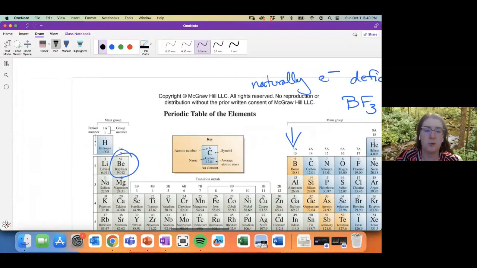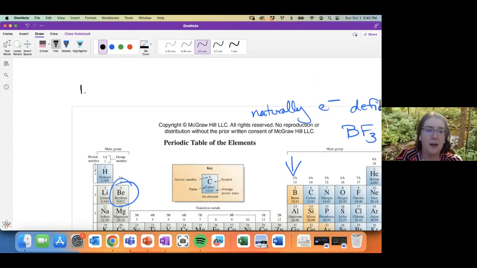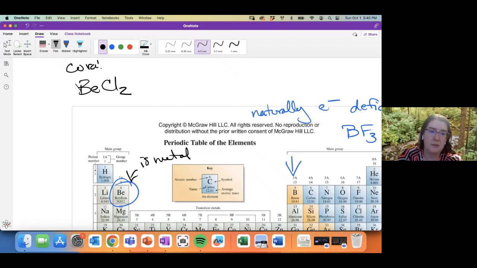Beryllium is actually going to have a very similar story to it. We usually draw beryllium chloride. Beryllium's weird for two reasons. One is a metal, but this is going to be a covalent compound. What's happening here is beryllium essentially is so small that the bonds that it forms with other things are better described as covalent, even though it's a metal.